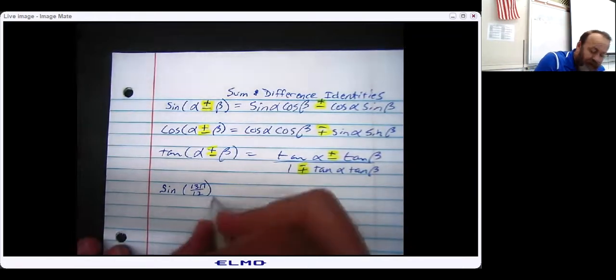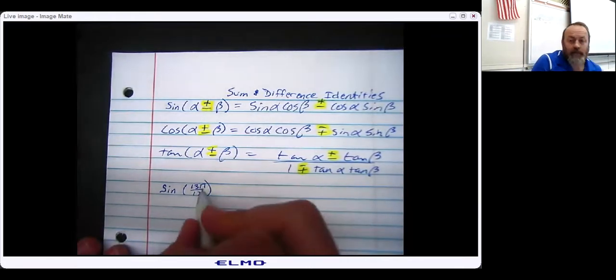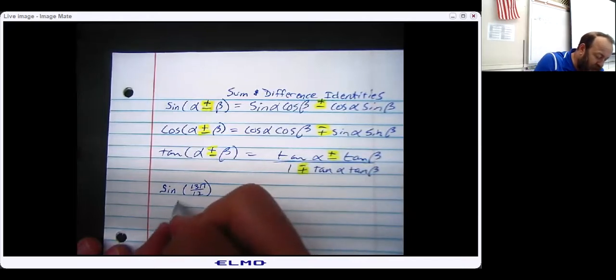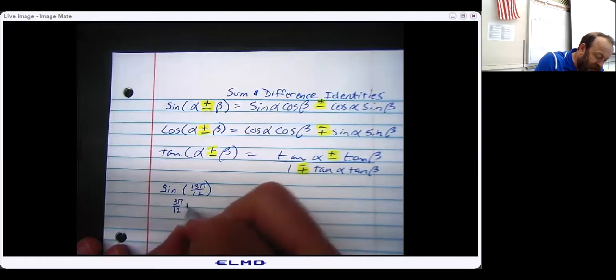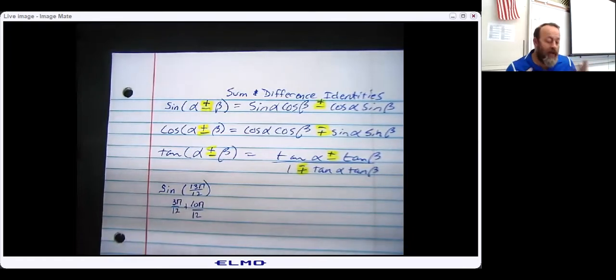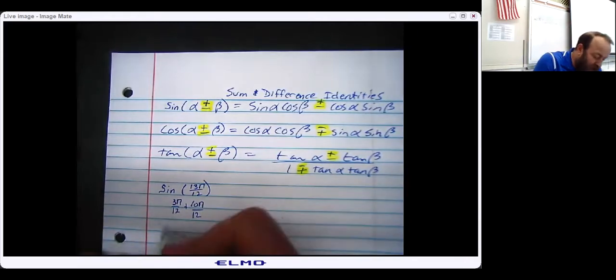So what I personally like to do is I take a look at a problem like this and I say, well, how can I break that thing up? And so what I would do is maybe break it up as a 3/12 plus a 10/12. Somebody else might have done a 4 and a 9. There's all sorts of different ways you could do that. As long as they reduce, they're going to reduce to values that are nice for us.